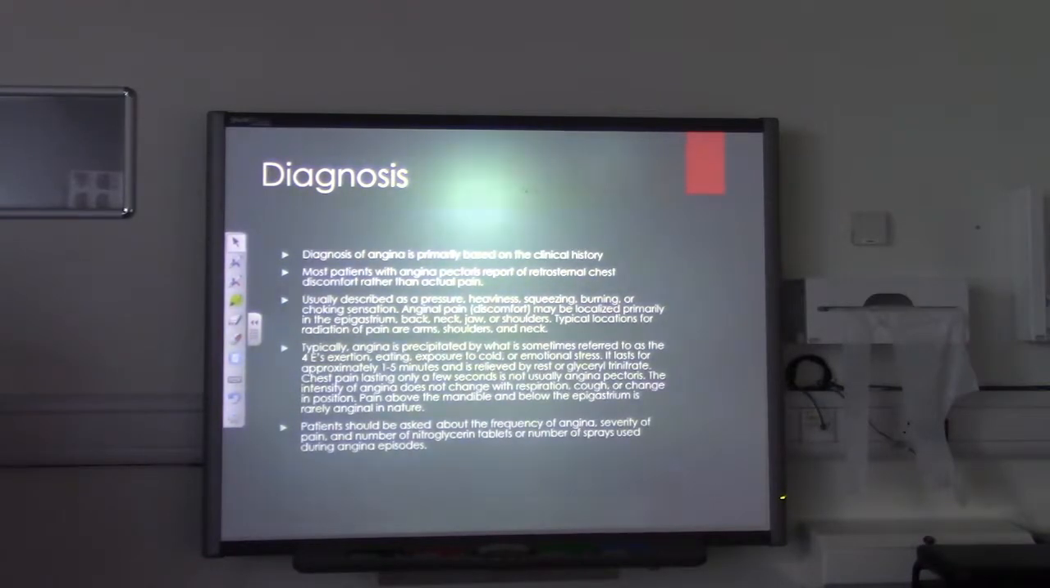Patients, when you're taking a medical history, should be asked about the frequency of angina, the severity of the pain, and the number of nitroglycerine tablets or number of sprays used during angina episodes. So primarily, a lot of the diagnosis will be based on the medical history. We do have to be mindful that there are lots of other reasons for chest pain, and that should also form part of your medical history taken.